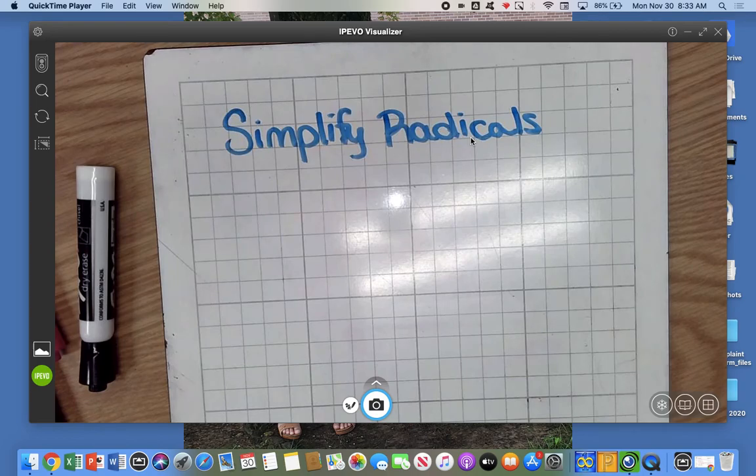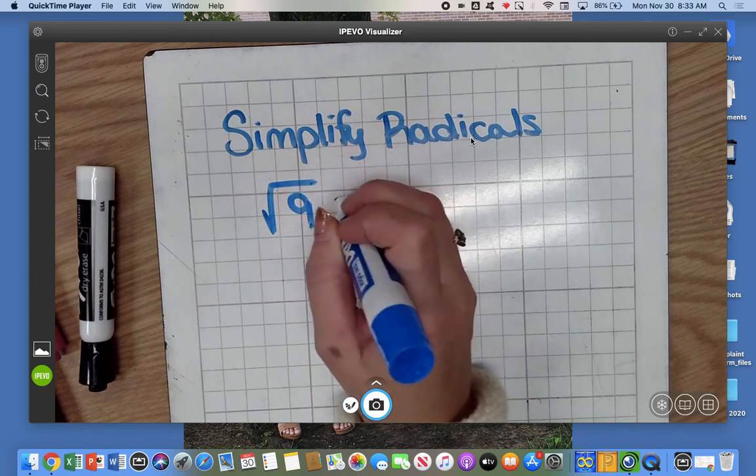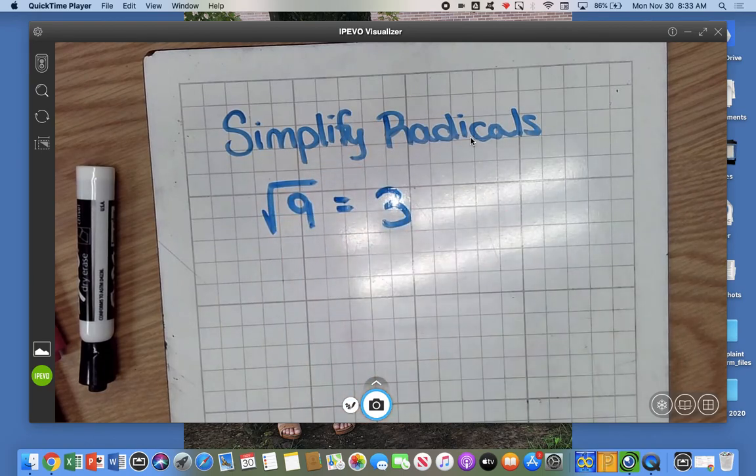All right, and whenever we're simplifying radicals, we are simplifying. The most basic radical is a square root. So what are we looking for when we're finding the square root of a number? Just tell me, what's the square root of 9? 3. Okay, how do we know that the square root of 9 is 3?